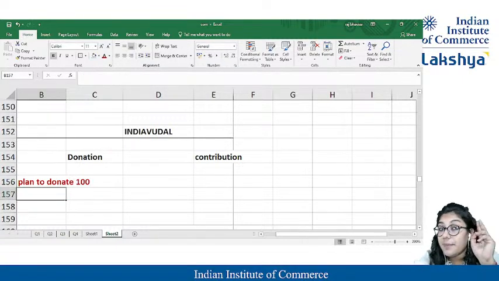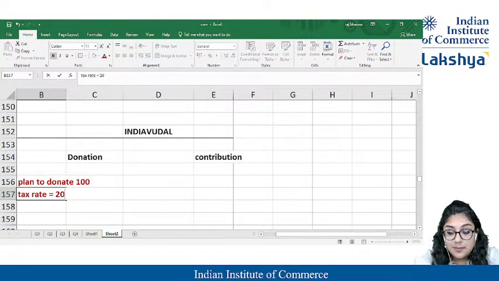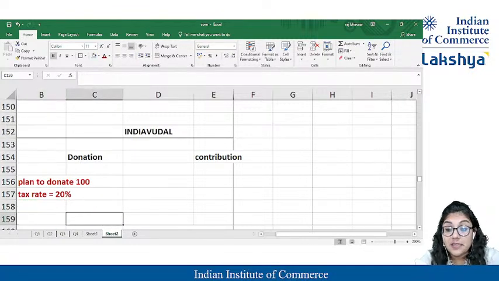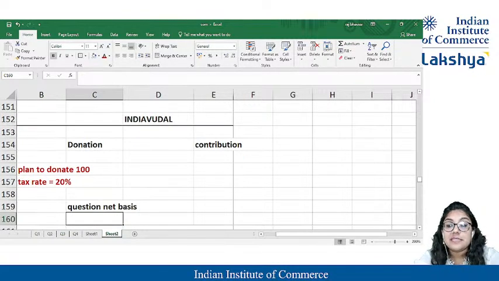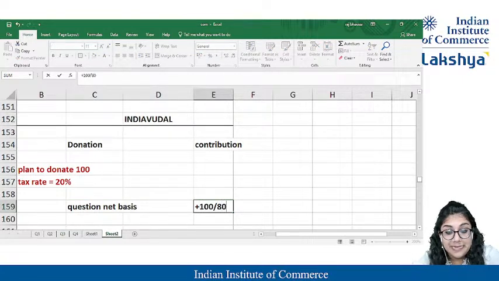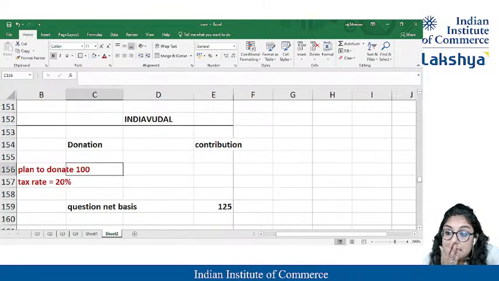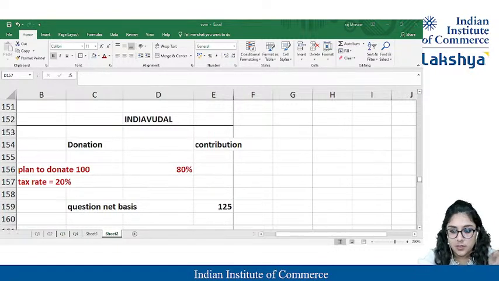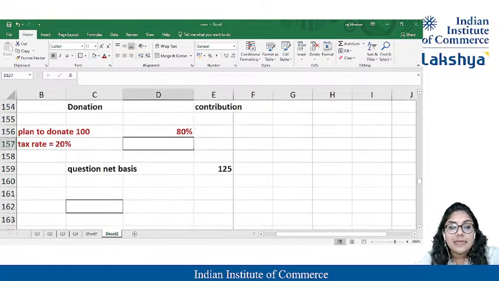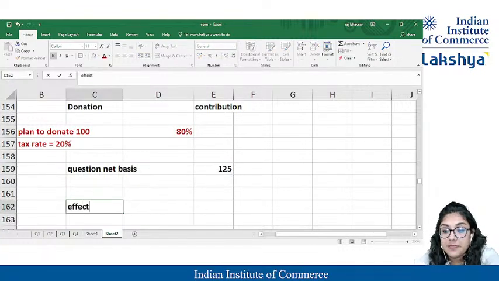Guys, always remember, tax rates are 20%. That means if in the question it is given on a net basis, and it is 100, we have to do 100 divided by 80%. That's 125. If it is given on a net basis, this 100 is nothing other than 80% of the amount. But if they have given gross, it is the full amount. On the net basis it is 125. I got the amount 125. Now what is it going to affect? What is the effect of that?